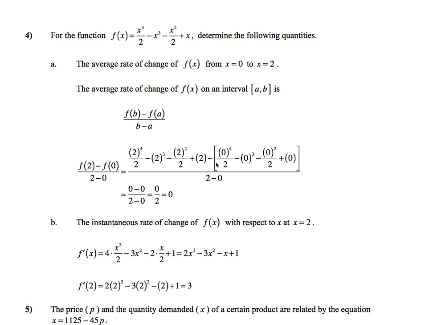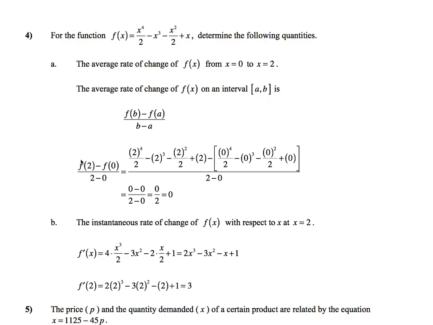So for the average rate of change on an interval, the formula is the value of the function at the right endpoint, which is f of b, because b is the right endpoint, minus the value of the function at the left endpoint, which is a in the formula. So that's f of b minus f of a. Then we divide that by the difference between the two endpoints, the right endpoint minus the left.